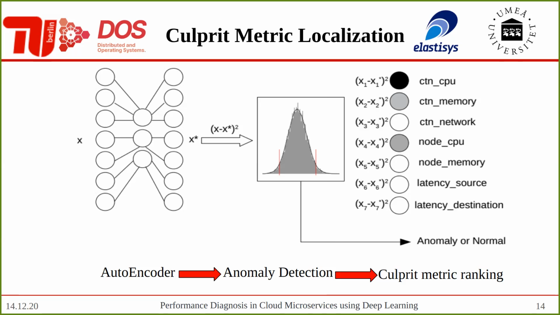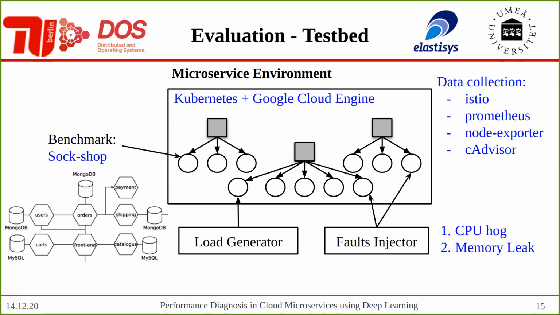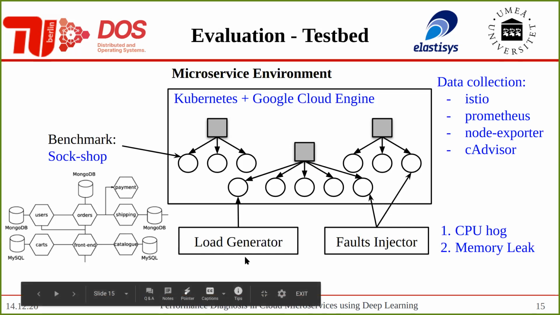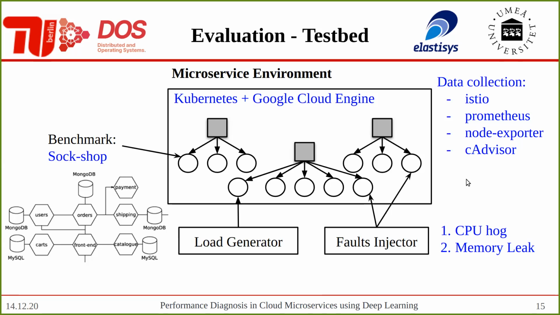So next we evaluate our system in a testbed where we deployed a well-known microservice benchmark named Sock Shop in Kubernetes clusters running on Google Compute Engine. We simulated the users' behavior with a load generator and injected two types of faults into different microservices. Meanwhile, we collect data from the application level with Istio, node level with node exporter, container level with cAdvisor, and finally Prometheus scrapes all the metrics and then feeds them to our system.